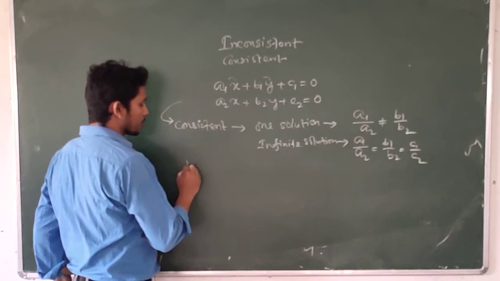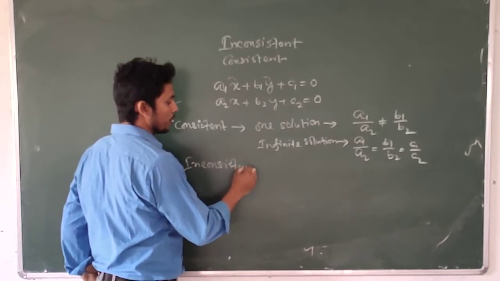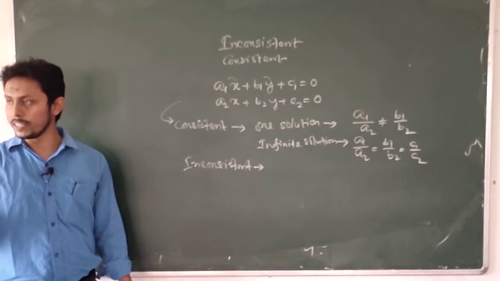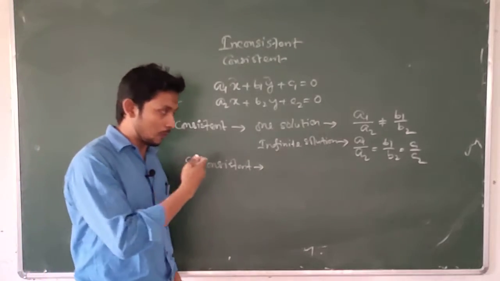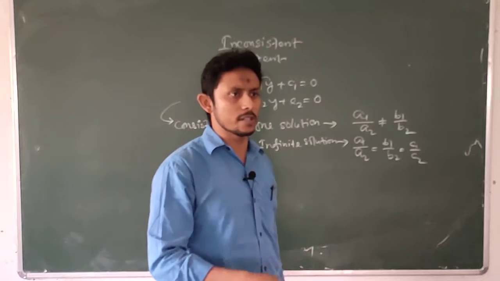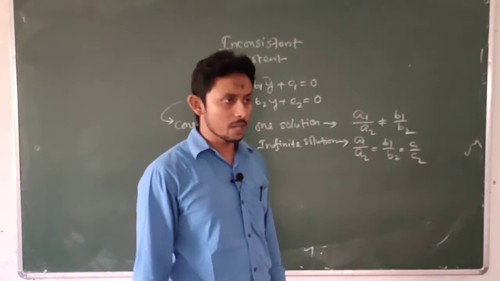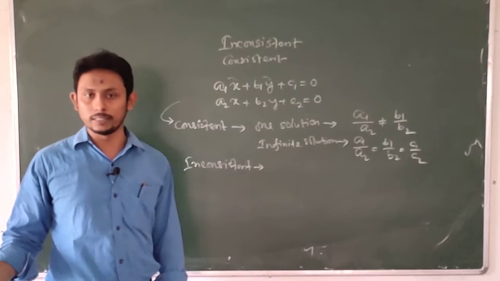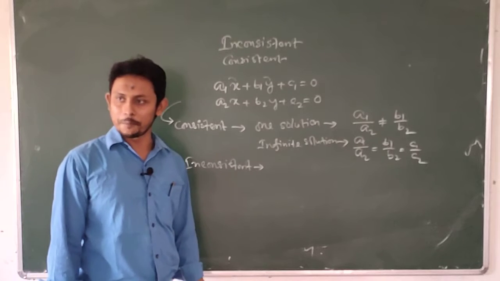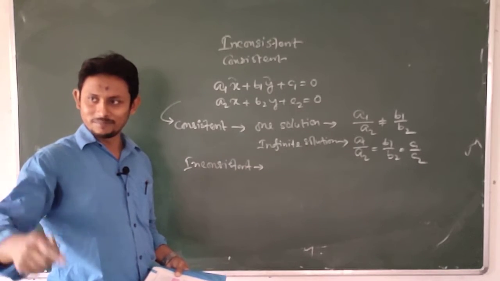Now no solution, that means inconsistent. This is very important, this topic of consistent and inconsistent. And from here we are going to learn the methods of solution. We have already learned the graphical method in the last class. Today we are going to learn other methods, the substitution method and the cross multiplication method. Okay, so here, are you getting it?